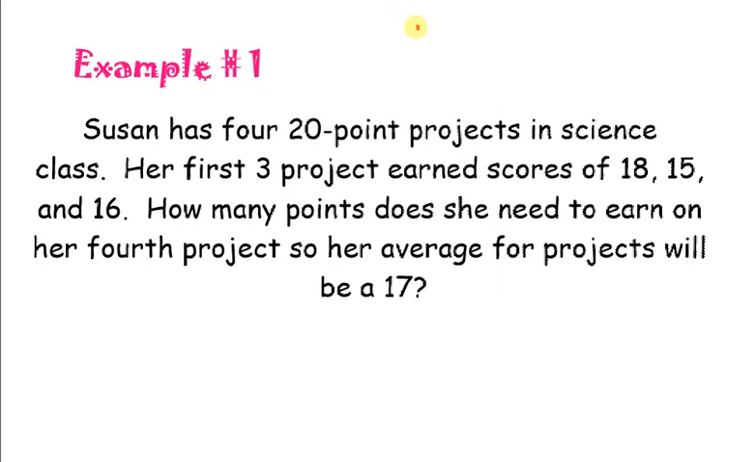So just to review before this example, the mean is the average. And if you remember, you add up all the numbers and then divide by the specific number of items in the data set. Okay, so Susan has 4 20-point projects in her science class. Her first 3 projects earned her the score of 18, 15, and 16. How many points does she need to earn on her 4th project? So her average for all the projects will be a 17.